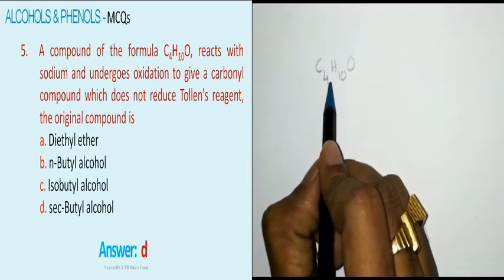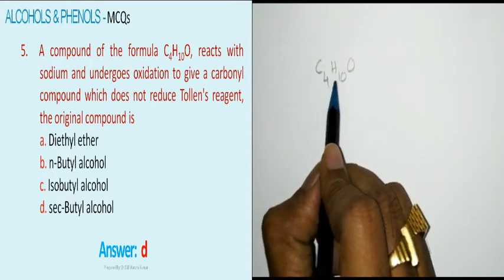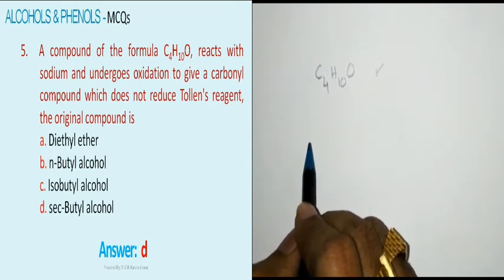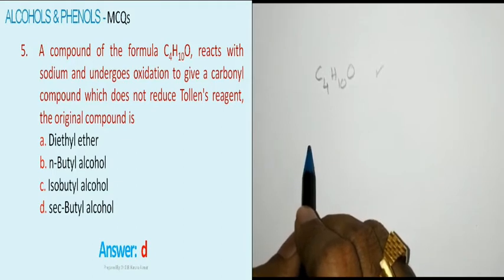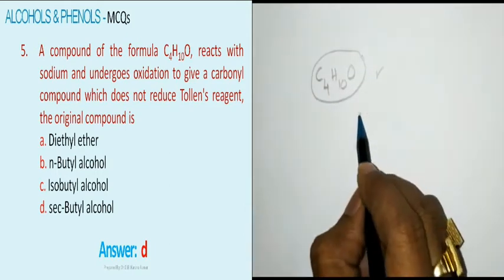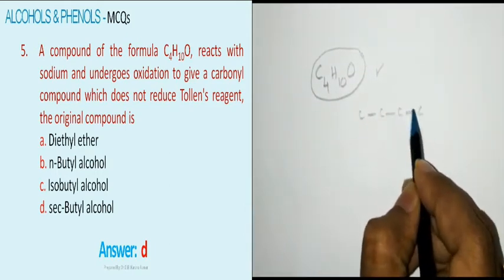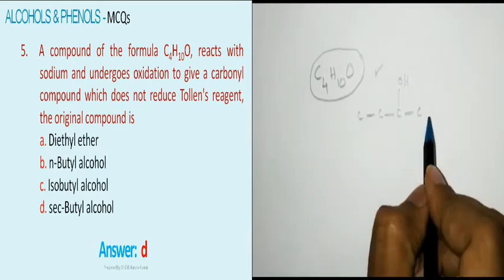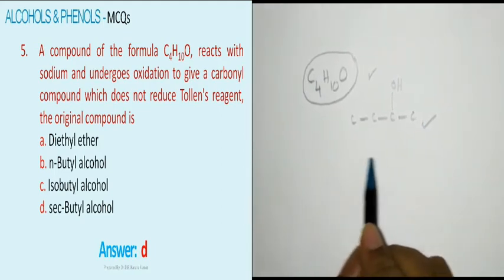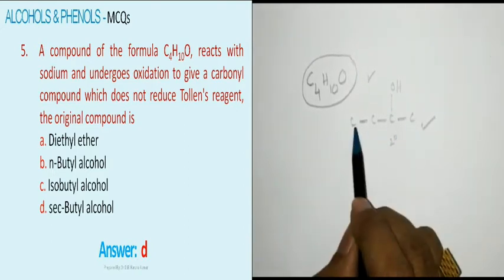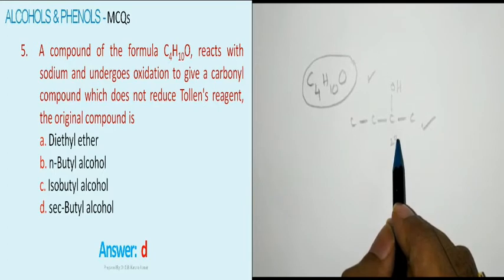Because it is reacting with sodium, it must have active hydrogen, which means it can be an alcohol. It undergoes oxidation to give a carbonyl compound which does not reduce Tollens reagent. A carbonyl compound that does not reduce Tollens reagent implies it must be a ketone. So with this particular formula I must write a secondary alcohol, because secondary alcohols only on oxidation will give ketones. So the secondary alcohol with this formula can be this. The answer should be secondary butyl alcohol. Therefore option D is the correct answer.